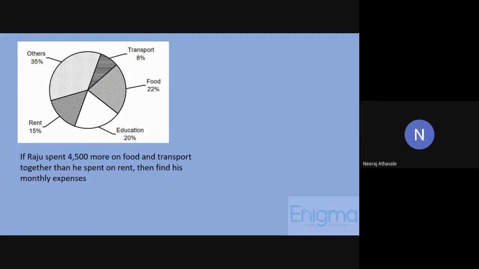Others is also expenses, correct? Now this full pie chart is of expenses itself. 30,000. Okay, correct. For others, I'll just tell you.